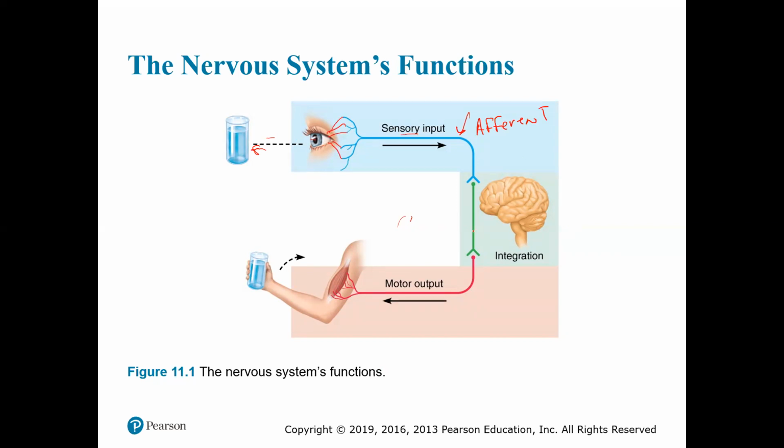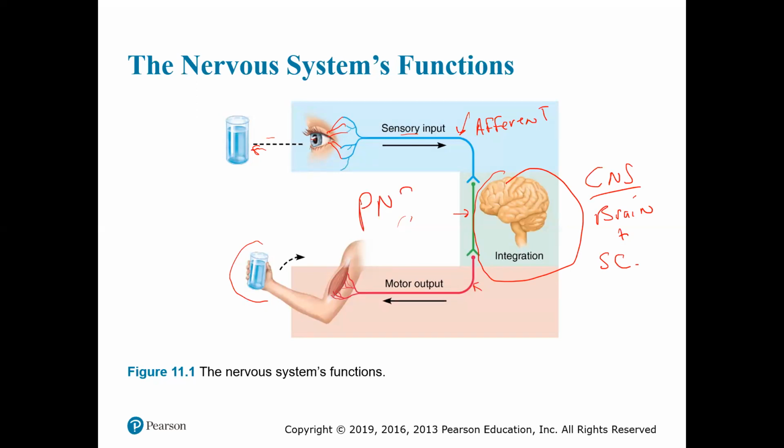Now here is where the integration happens in the CNS. The CNS is the brain and spinal cord. So the green neuron is an interneuron, which associates what you're seeing. And then, of course, once you see the glass of water, you think about picking it up. So in that case, you need a motor neuron. So basically out here is PNS. This is outside the brain and spinal cord, right? These neurons. So the motor output is efferent out of the CNS.